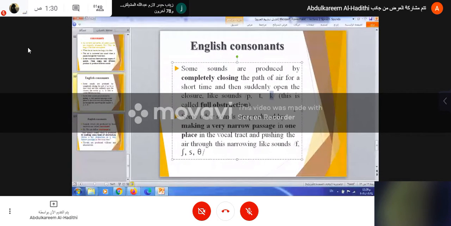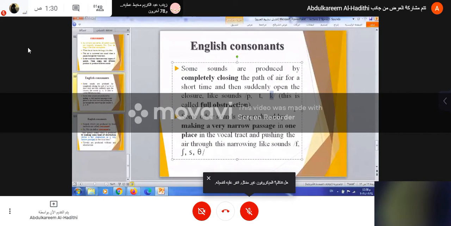In the case of p, we close the mouth by the two lips. And when we close the mouth by using the two lips, the air is stopped. This is called a full obstruction.